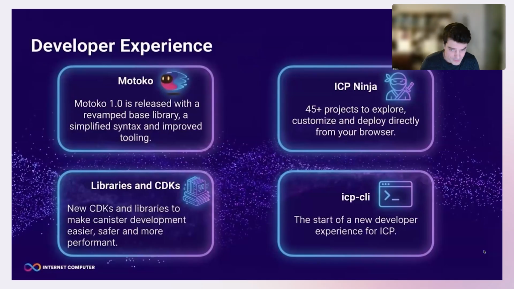Also, a lot of work went into libraries and CDKs. So new CDKs and libraries to make canister development easier, safer, more performant. One highlight here was the JavaScript libraries that received a major overhaul. They're now much more idiomatic and also have very nice standardized LLM-friendly docs hosted at js.icp.build. And we started a new direction for developer experience with the new ICP command line interface. A first beta release has just been released recently.